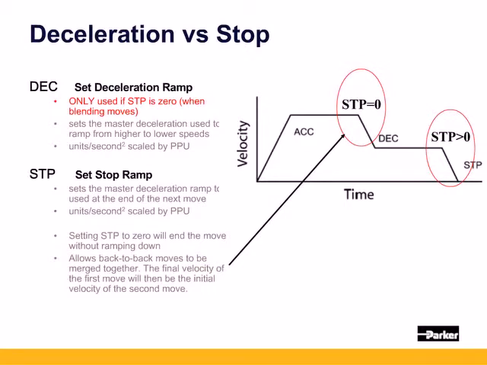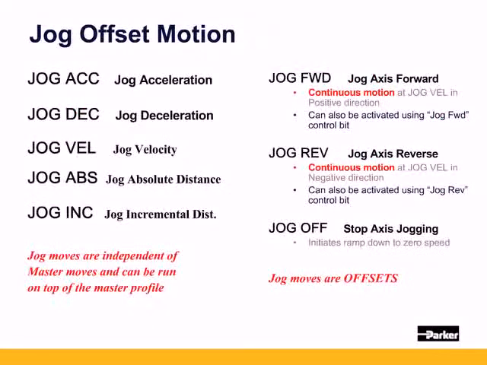In addition to the coordinated motion, users also have the jog offset motion available. These are single axis moves with their own accel, decel, and velocity commands, all still in user units. Absolute distance moves can be commanded with jog ABS, jog absolute. Incremental distances can be commanded with jog INC, jog incremental. If you want to jog the motor continuously, use either jog forward or jog reverse. To stop, use jog off.